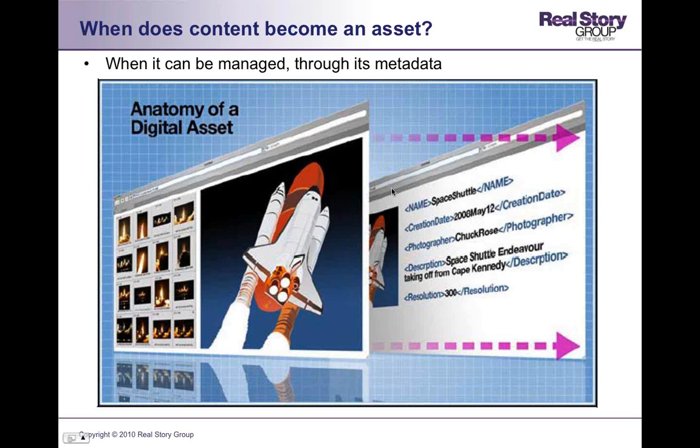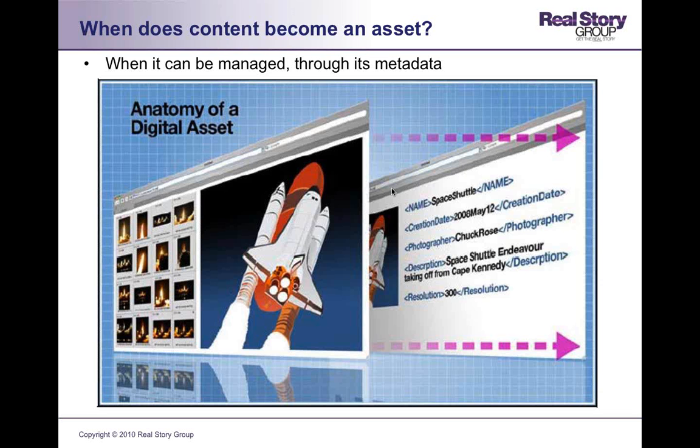So when does content become an asset? Well, it becomes an asset when it has metadata associated with it. And this is an example of that sort of situation. When it comes to any sort of electronic file or piece of content, many, many systems will just take assets in or content in without having any metadata associated with it. And digital asset management is really about making sure you have those two things associated with one another.